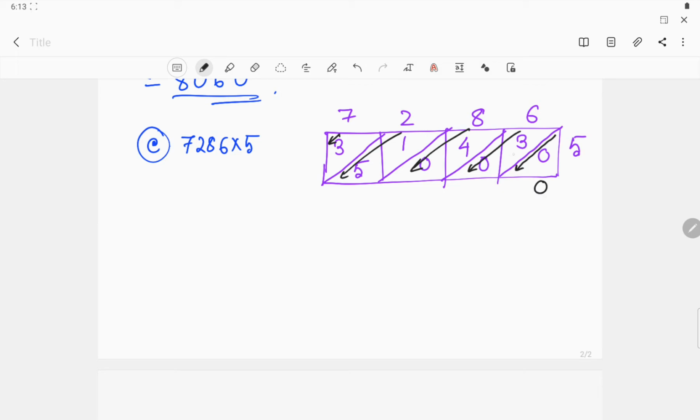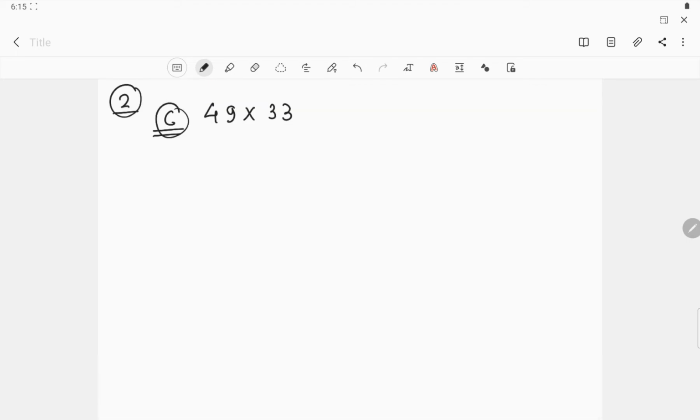Now add them. 0 is only 0. So you have to draw along this arrow. So 3 plus 0 is 3. 4 plus 0 is 4. 5 plus 1 is 6, and 3. So our product is 36,430. Okay. Now I'm solving question number 2C.